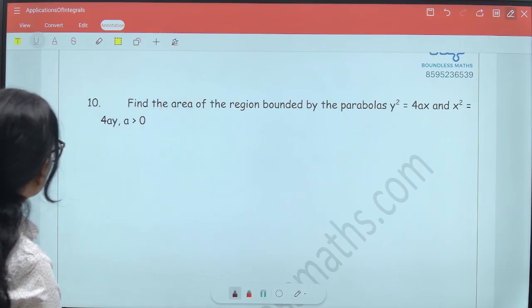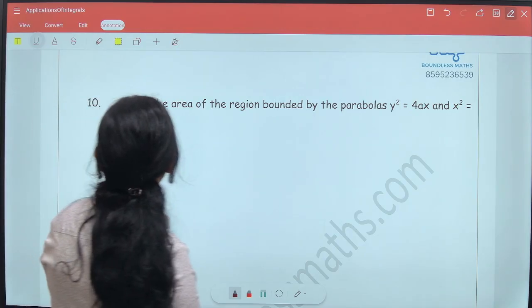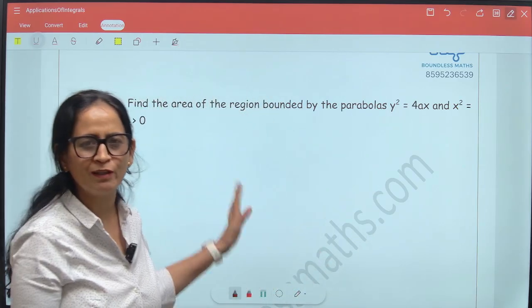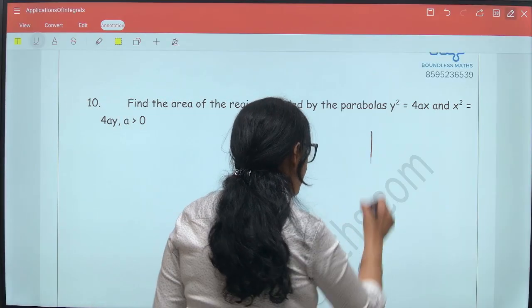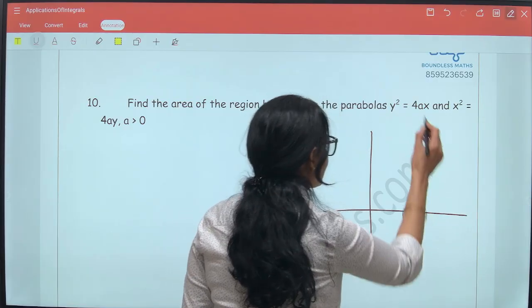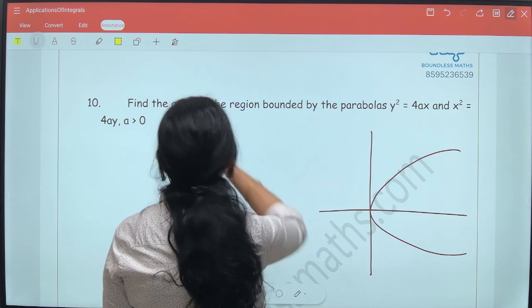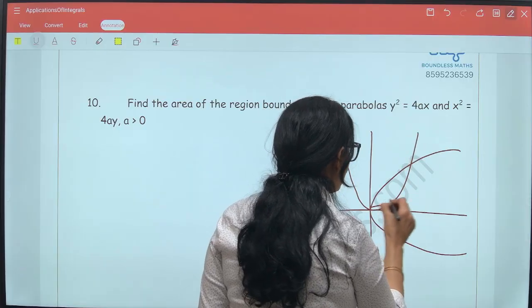Okay, so the question is, find the area of the region bounded by the parabolas y square is equal to 4ax and x square equals 4ay. So this is very important because both the equations are for parabola. So what is the parabola? y square is equal to 4ax is going to open right side, and x square is equal to 4ay is going to open upwards. So that means you need to find this area.